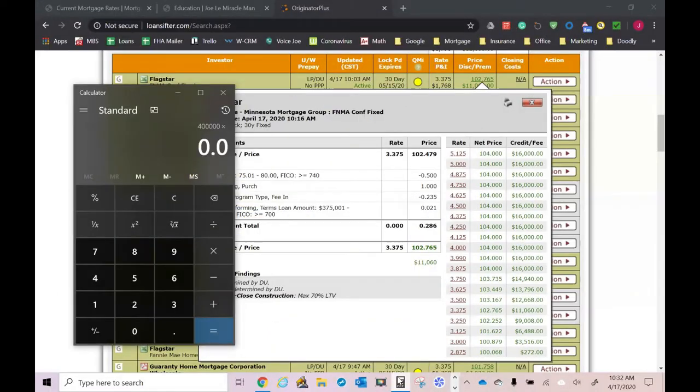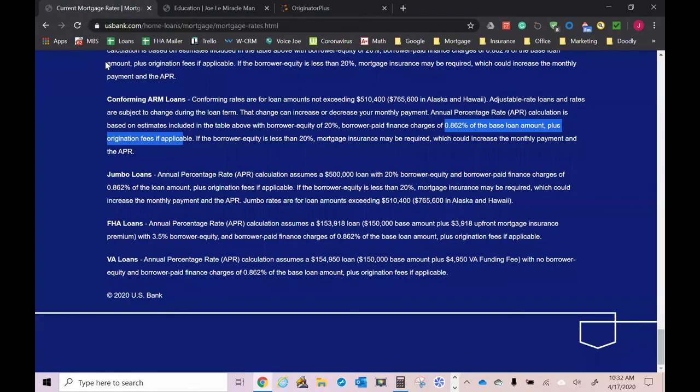The other part was that discount point of 0.862%. That's not quite 1%, but it's close. It's $3,448. Now add that to the $4,000. That means in addition to your down payment, in addition to normal closing costs, you're going to have extra closing costs of $7,448. Now, they're disclosing it right here.